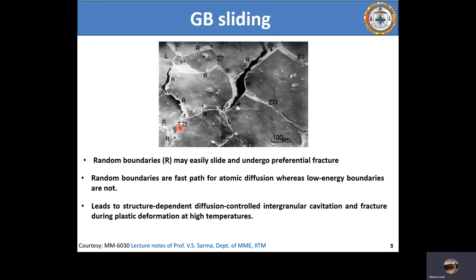So definitely, in such a situation where you have R's, random angle boundaries, this leads to structure dependent, diffusion controlled intergranular cavitation and fracture during plastic deformation at high temperatures.